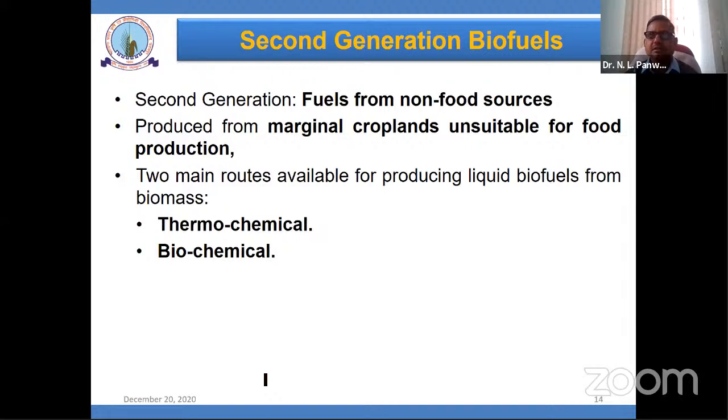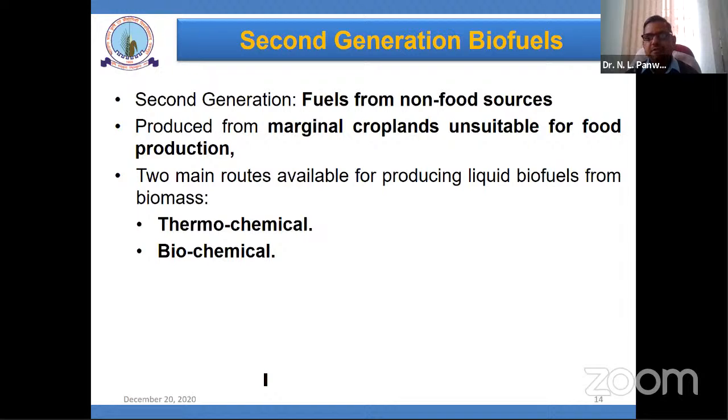Now, in the case of second generation fuel, it comes from non-food crop sources. For example, if you are producing biodiesel from jatropha seed, jatropha is not edible. That is why it is called second generation biodiesel. It comes from marginal cropland, unsuitable for food production.